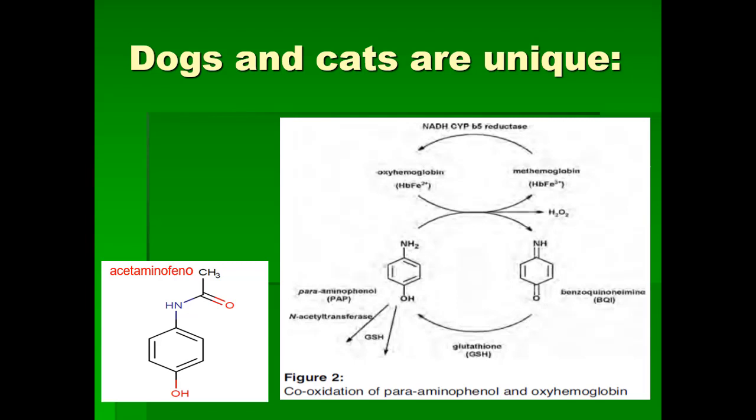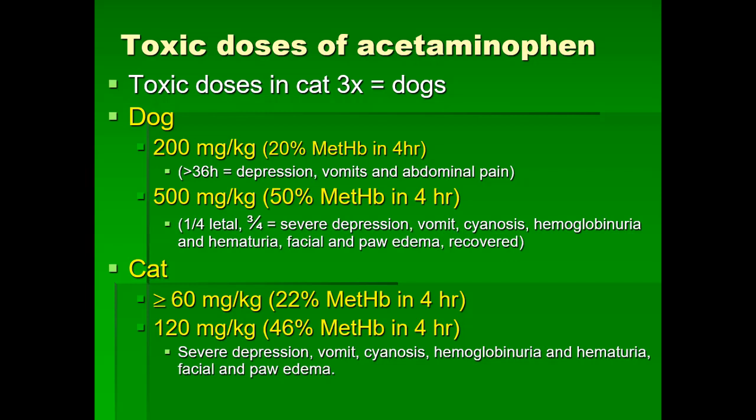But as I say, dogs and cats are deficient in their ability to acetylate in the red cells, and that explains why they develop methemoglobin. So what are the toxic doses in dogs and cats? Well, cats are 3 times more sensitive than dogs at doses of 200 milligrams per kilogram.